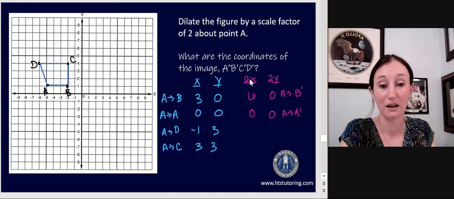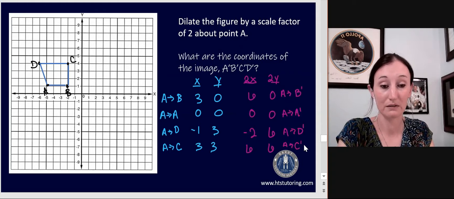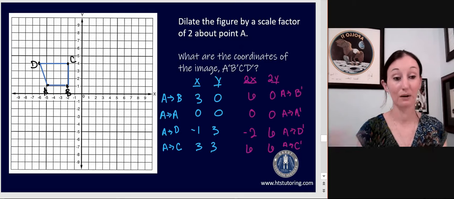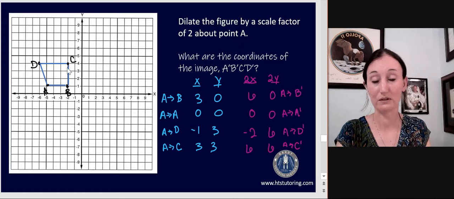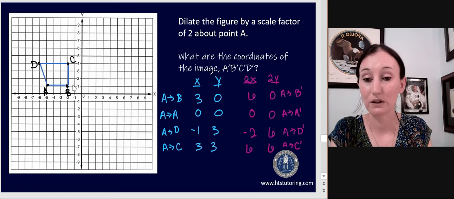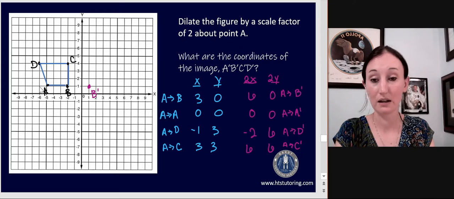Okay? A to D. 2 times -1, -2. 2 times 3, 6. This is A to D prime. And A to C. 2 times 3, 6. 2 times 3, 6. A to C prime. And now we graph it. All right? So from A to B, we were 3, 0. Now we want to go 6, 0. So 1, 2, 3, 4, 5, 6. B prime.